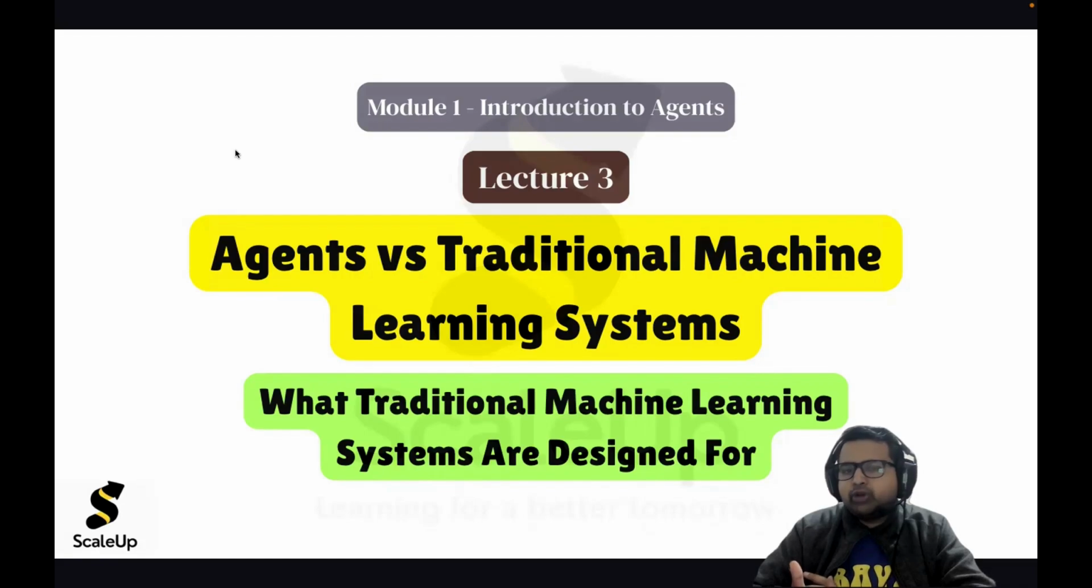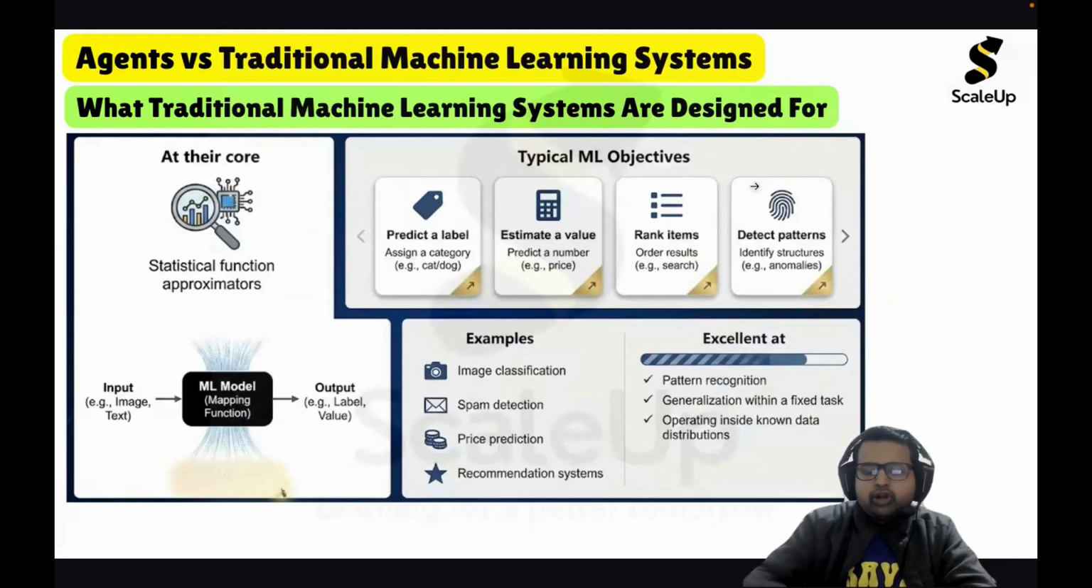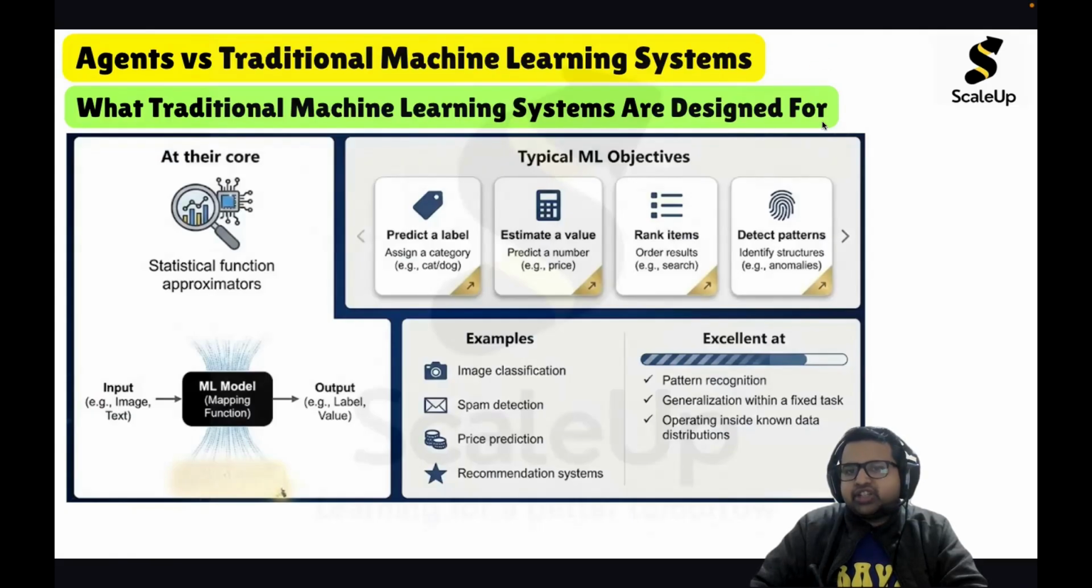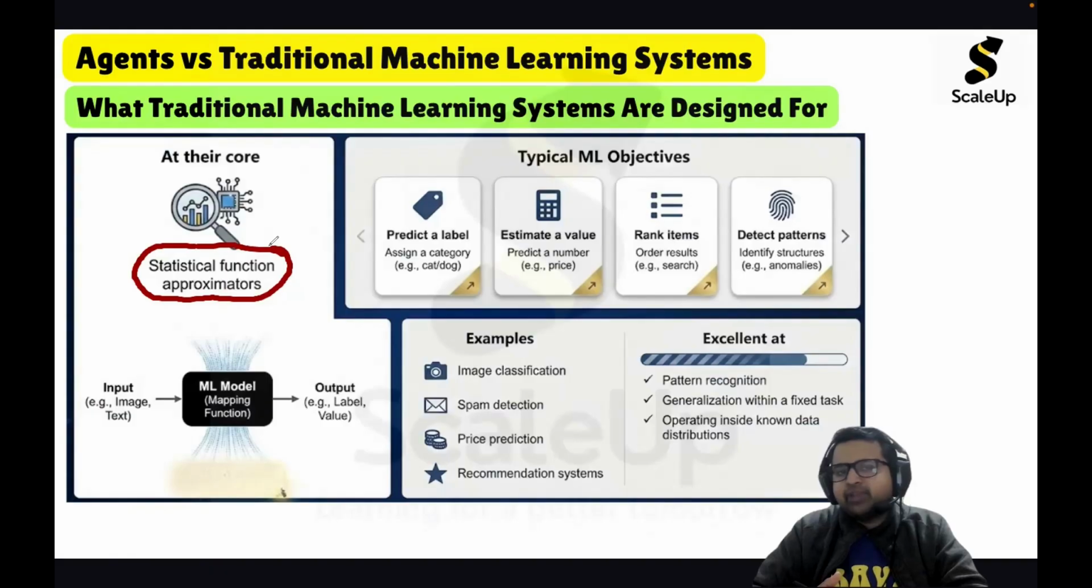And this is the first topic we are going to start, that is what traditional machine learning systems are designed for. So if we talk about traditional machine learning systems, at their core, they are very good at pattern recognition. So we can call them statistical function approximators. Machine learning systems act like statistical function approximators. The idea is that they make use of statistics, meaning lots of observations like samples, and they start with a guess, and with the input and output, they start to minimize the losses.